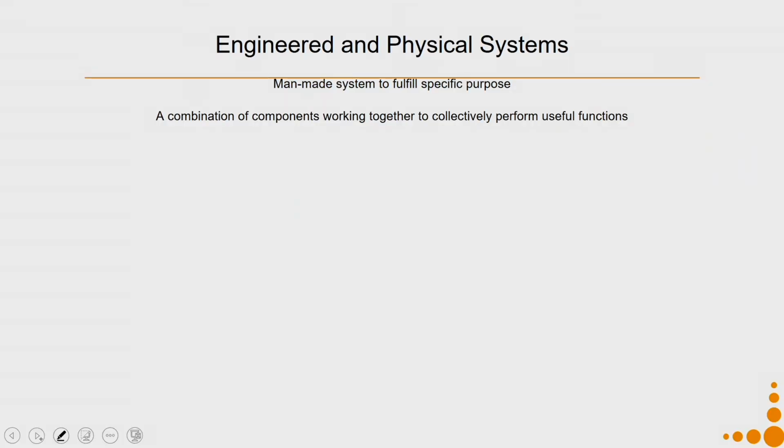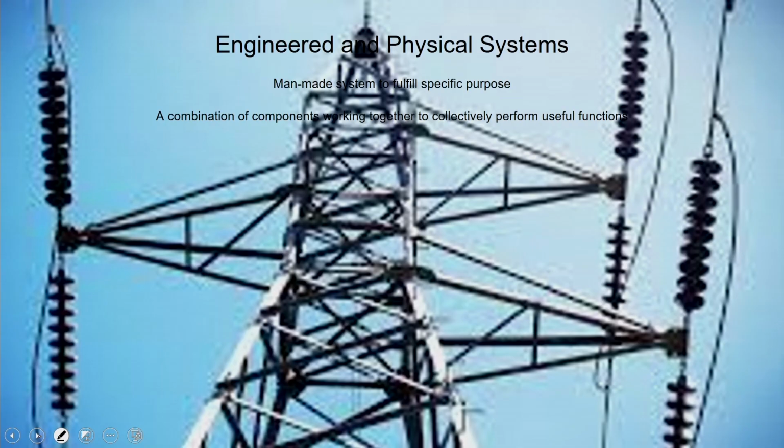Let's talk about engineered and physical systems. Any man-made system which is supposed to fulfill a certain specific purpose can be called an engineered and physical system. It's a combination of components working together to collectively perform useful functions.